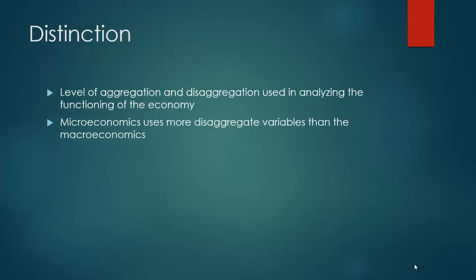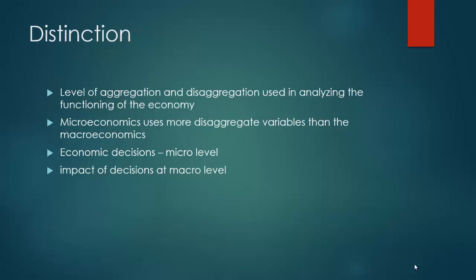Microeconomics uses more disaggregative variables than macroeconomics. Together they form the two sides of the same coin. However, it must be noted that economic decisions are ultimately taken at the micro level, and the conjunction of all micro decisions have important ramifications at the macro level.